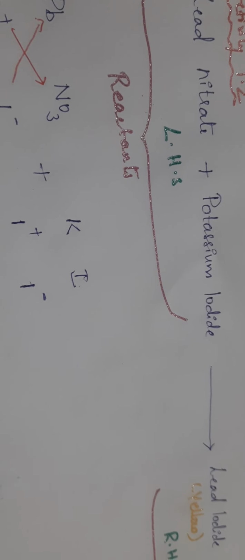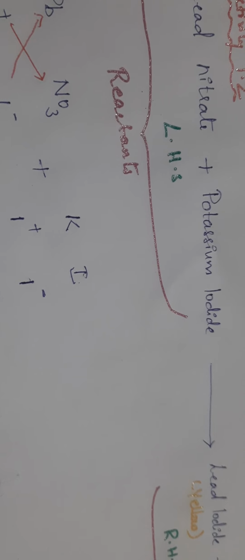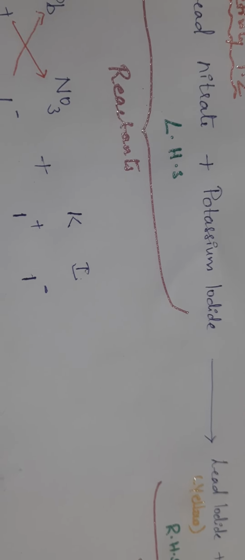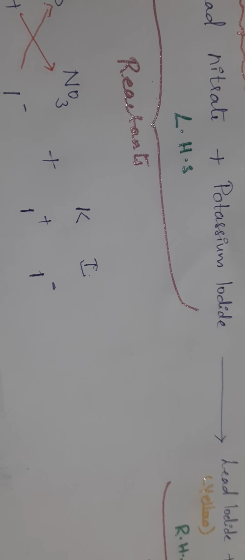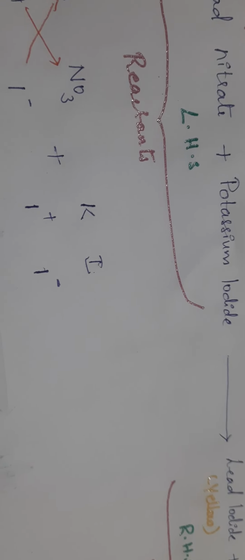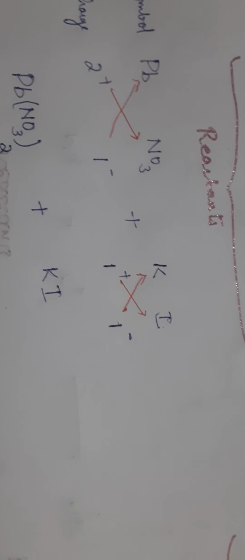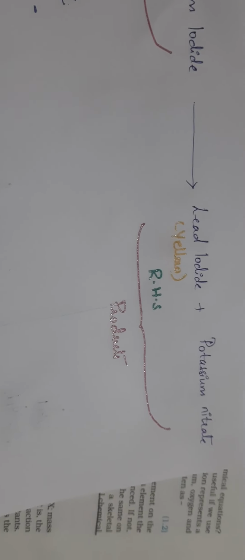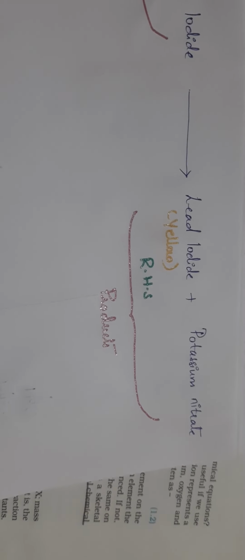Here, potassium iodide: potassium is represented by the symbol K and iodide by the symbol I. Potassium has one positive charge, iodine has one negative charge. We have to interchange these valencies. So hence the potassium iodide formula is KI. Now let us go and derive the products' chemical formulas.